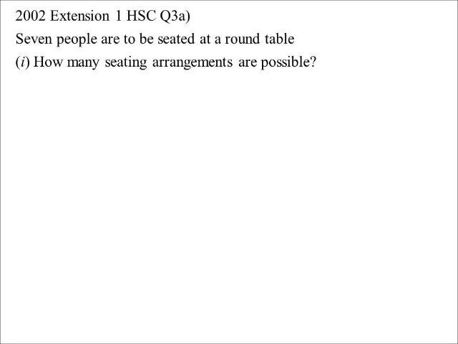Here's one from 2002. 7 people are around the table. How many arrangements are possible? So, it was 7, but we're going around a table instead of in a line, so it'll be 1 less, 6 factorial. So that's a nice little gift mark, and we say, thank you very much, I'll take that.